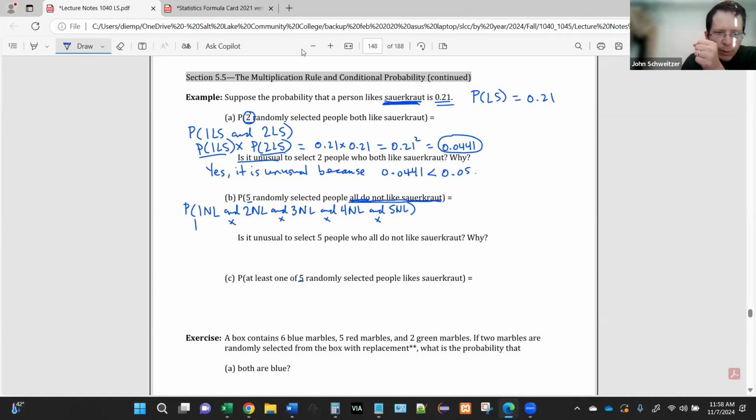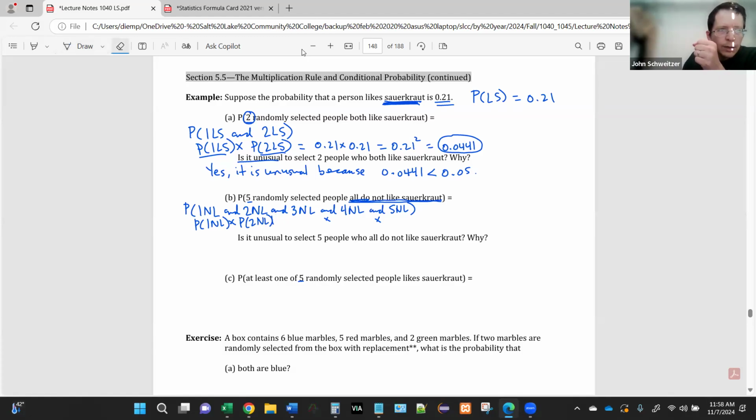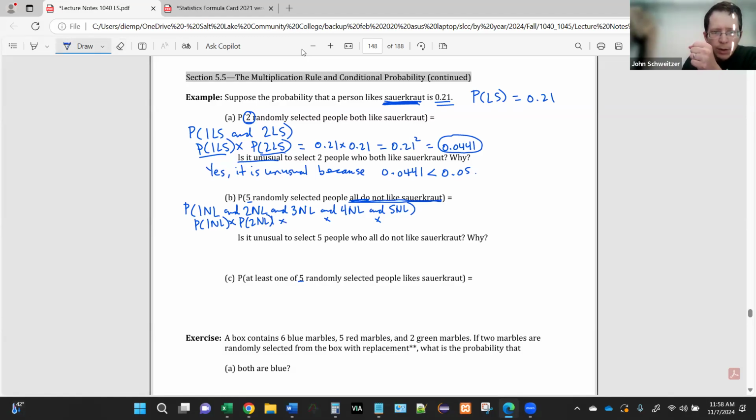Okay, so I'm going to say, well, that's the probability that the first doesn't like it times the probability the second does not like it times the probability that the third doesn't like it. And I think you're getting the idea here. We just keep going with the multiplication: times the probability the fourth doesn't like it times the probability that the fifth doesn't like it.